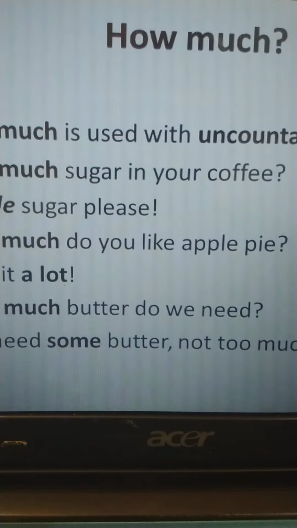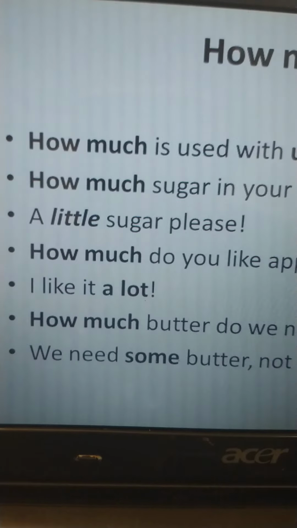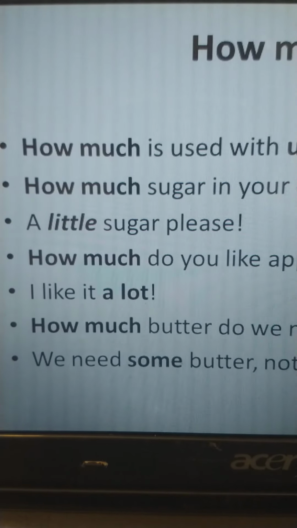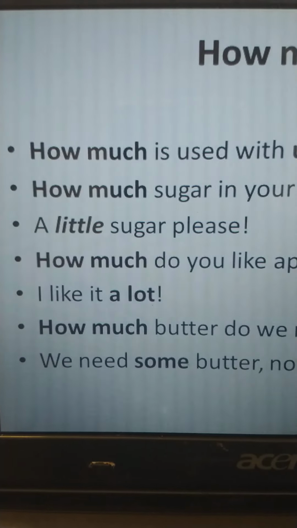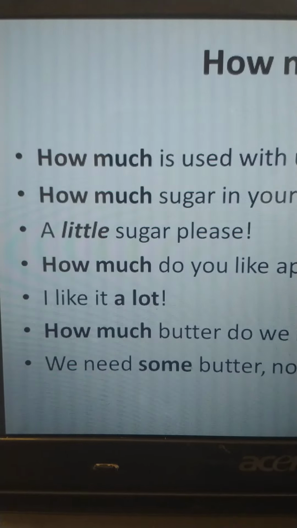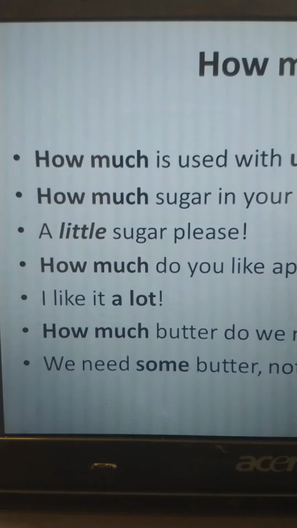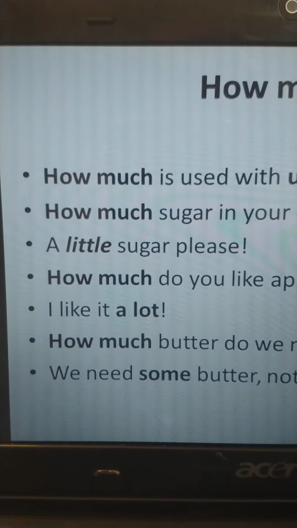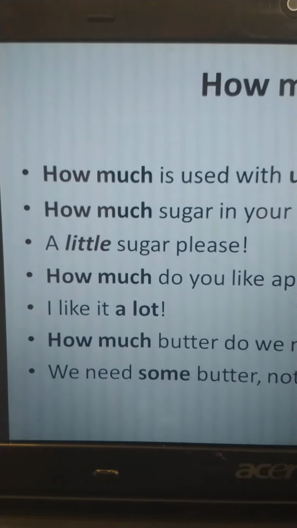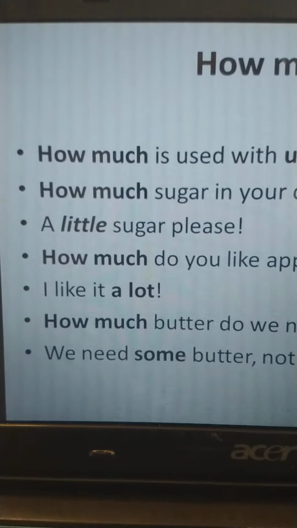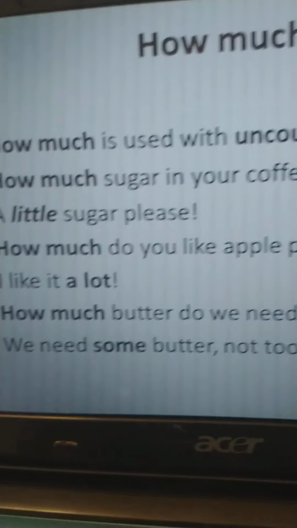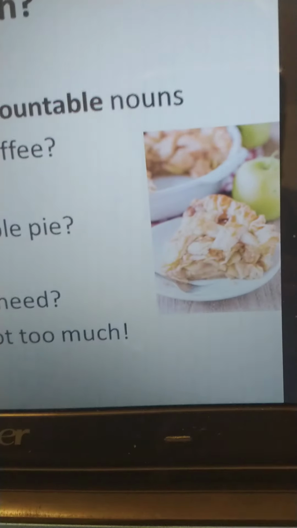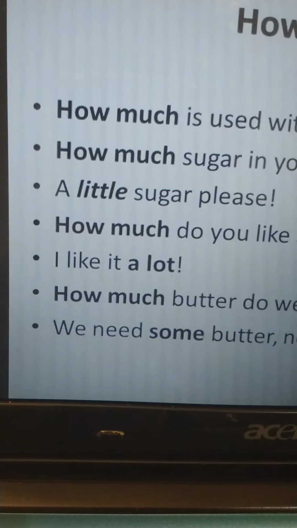How much sugar in your coffee? And the answer is, a little sugar, please. So you can see we are using uncountables because a little sugar means only a small quantity, but it cannot be separated into units. Then another example, how much do you like apple pie? And we have a picture of apple pie here. And the answer is, I like it a lot.